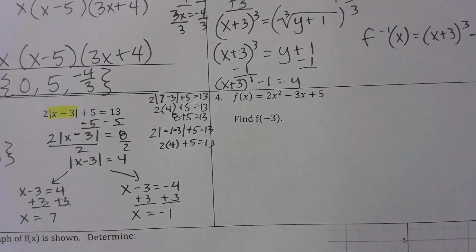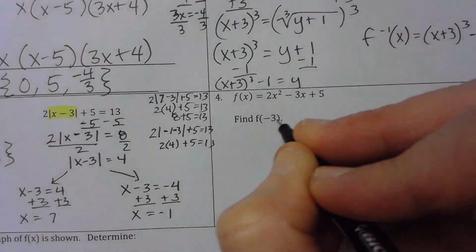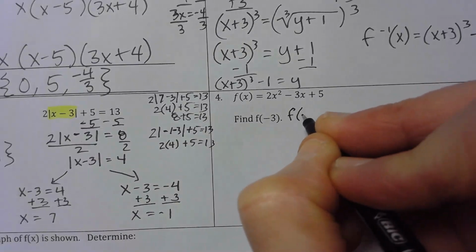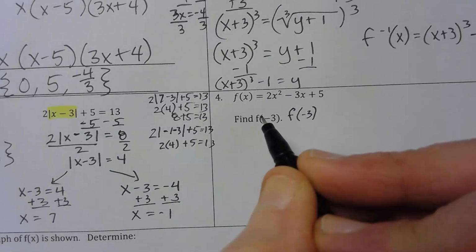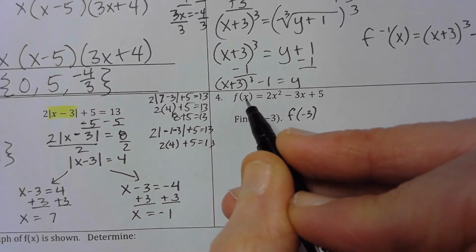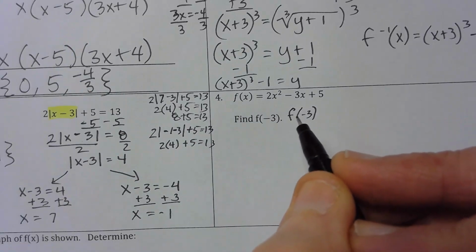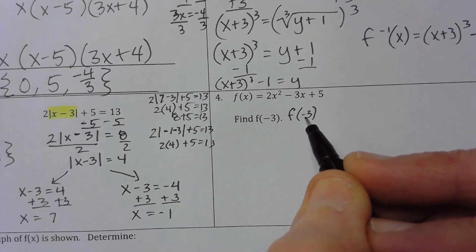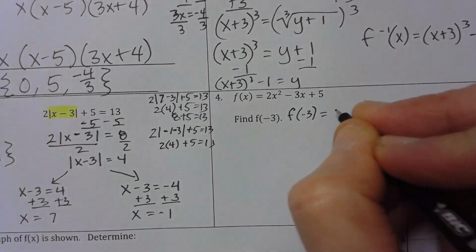Here's a function, f of x is 2x squared minus 3x plus 5. My job is to find f of -3. There's a couple ways you could do that. If you're struggling with what am I even supposed to do in this problem, notice that this says f of x, and the question is f of -3. The x has been replaced by -3, and that's exactly how I do the problem.